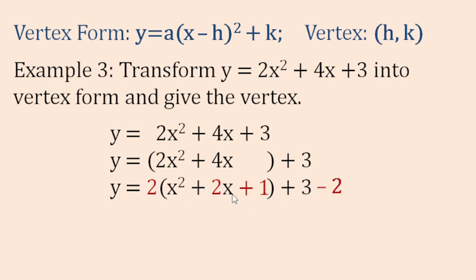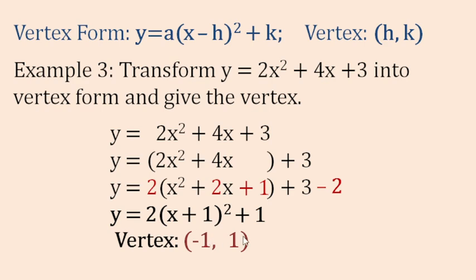Now, x squared plus 2x plus 1 is a perfect square trinomial. We can express this as the square of a binomial. That looks like this. Then of course we can simplify 3 minus 2, which is 1. And now our vertex again is (h, k), the opposite of the number after x and the number outside. So that's negative 1, 1.